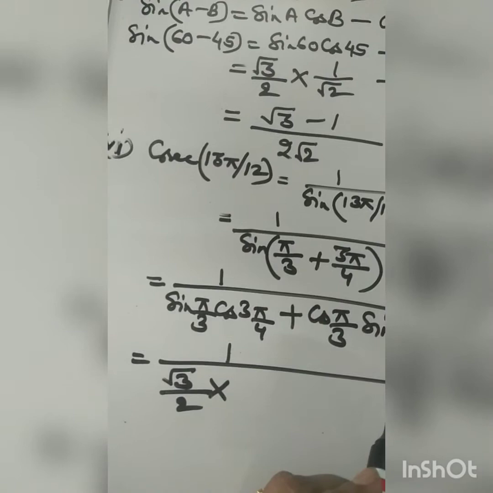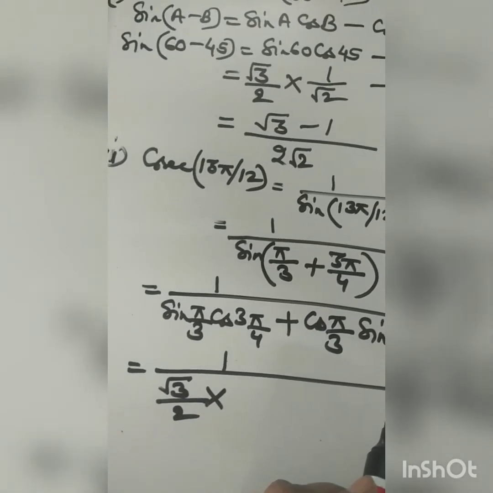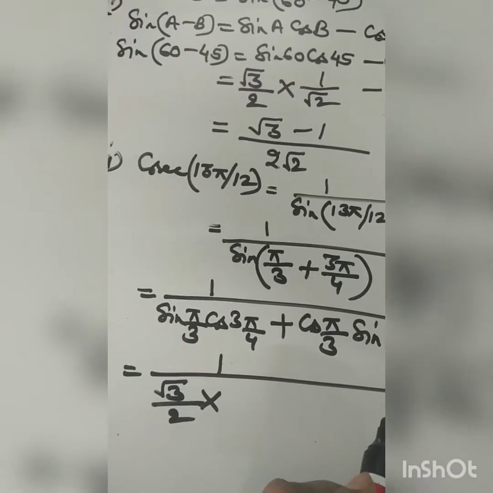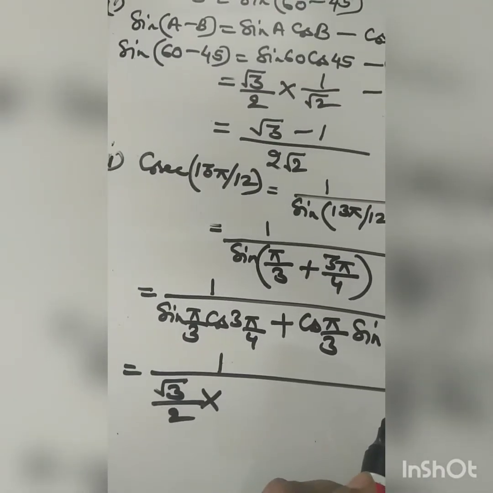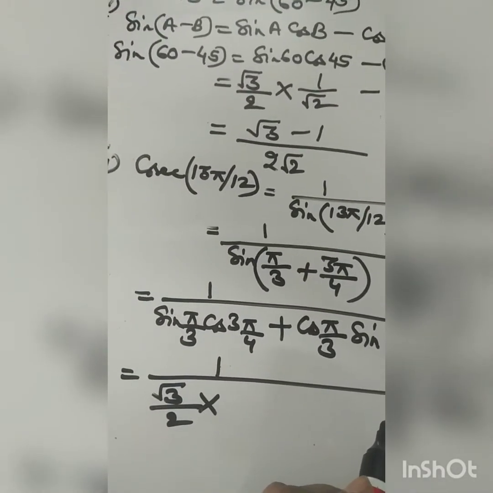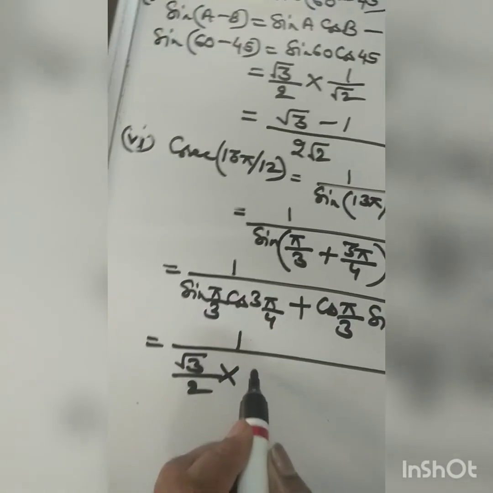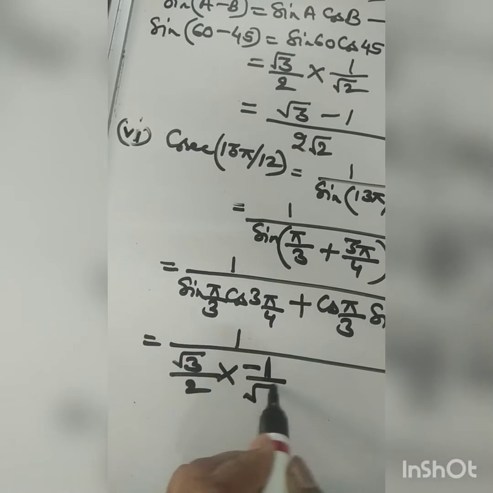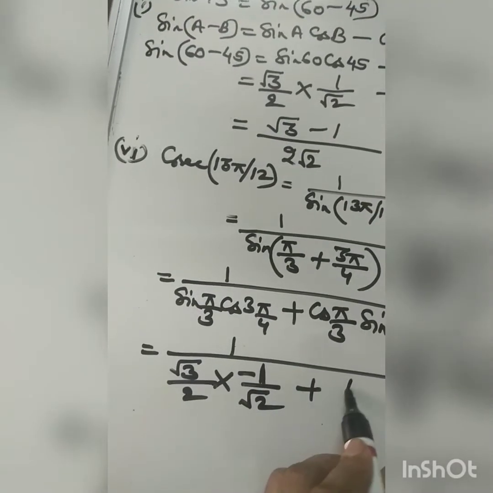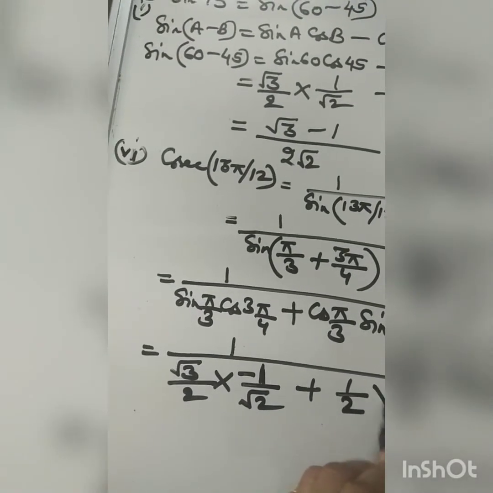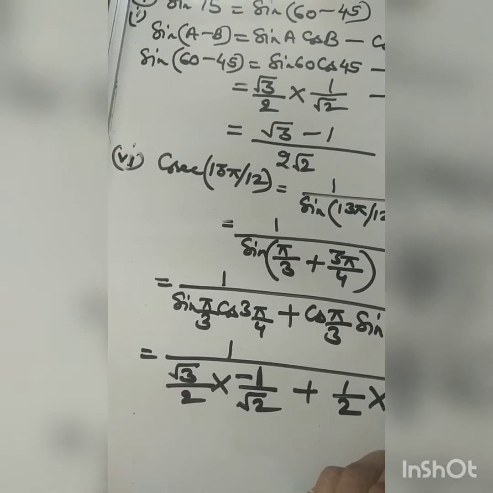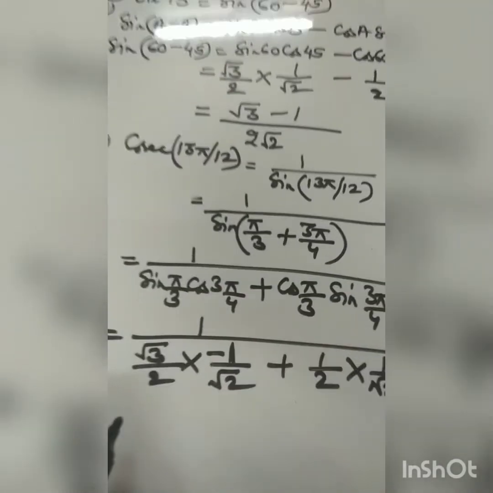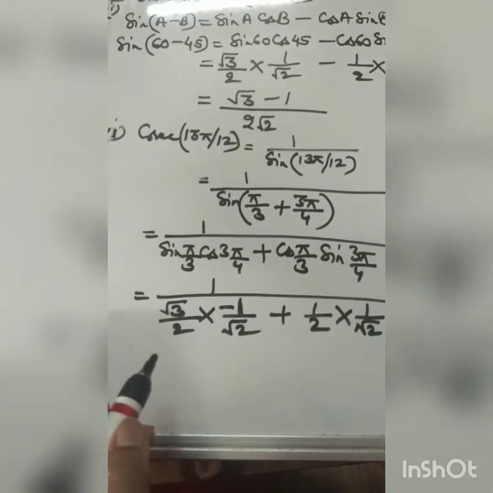That means it is in the second quadrant. In the second quadrant, sine is positive and cos is negative. So cos 3 pi by 4 will be minus 1 over root 2, plus cos pi by 3 is 1 by 2, into sine 3 pi by 4 will be 1 by root 2. Hence, you are getting this value.